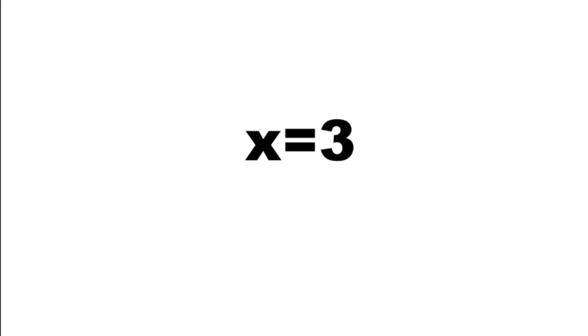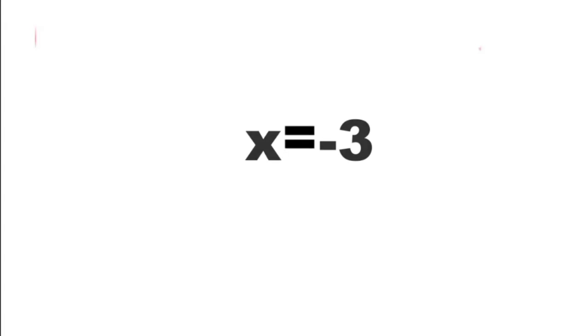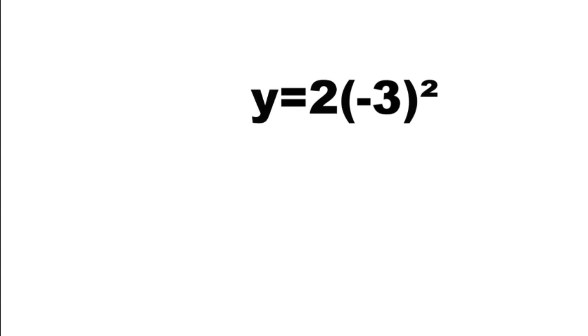If x equals 3, then y equals 2 times 3 squared, and 3 squared is 9, so y equals 2 times 9, or y equals 18. If x equals -3, then y equals 2 times -3 squared, and -3 squared is also 9, so y equals 2 times 9, or y equals 18. From these values we are going to do the mapping.